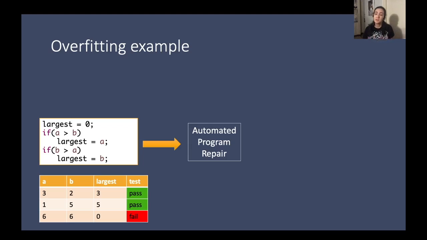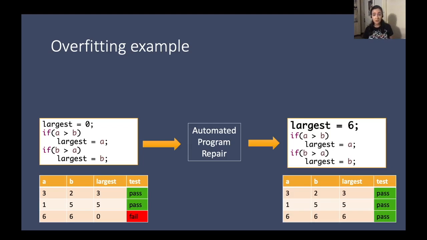Here we have a very simple program that tries to find the maximum of two numbers, A and B. It passes two of its test cases, but fails on cases where A and B are equal. Now, we have a repair technique that attempts to find a fix for this program. It can tweak the program until all the tests pass. For example, it can create this patch. Even though this patch passes all the test cases, it does not fix the underlying problem, which is the miscalculation of the maximum of two equal numbers.